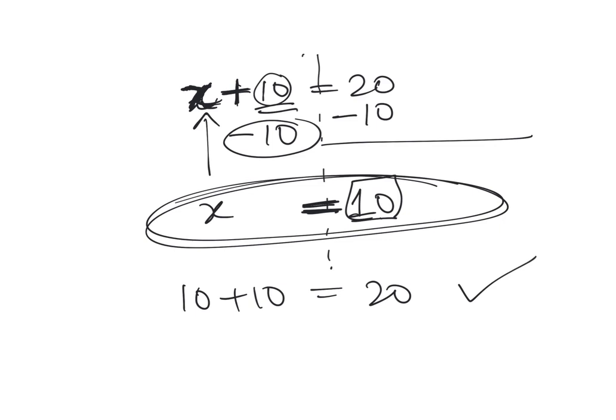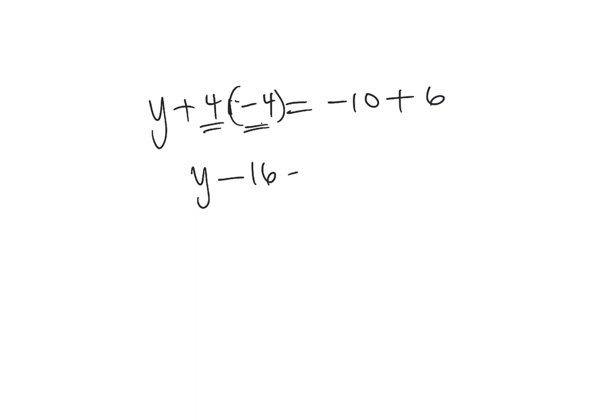And that occurs when something like y plus 4 times negative 4 is equal to negative 10 plus 6. So imagine if someone gives you this: y plus 4 with the negative 4 there is equal to negative 10 plus 6. That means that the 4 and the negative 4 multiply. So you get y minus 16 is equal to negative 10 plus 6.